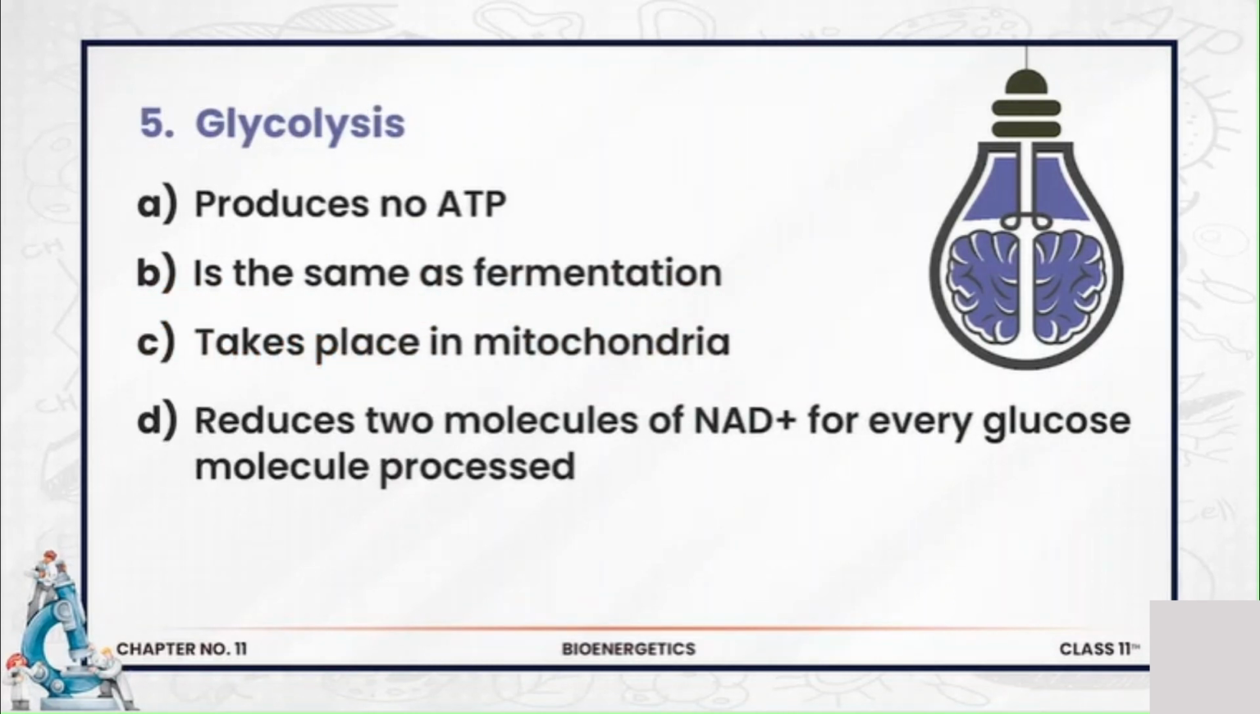Alpha option, no. Beta option, it is same as fermentation, no. Charlie option takes place in the mitochondria, no, it takes place in the cytoplasm. We are left with only last option, delta option, reduces 2 molecules of NAD for every glucose molecule processed. Yes, that is the answer. So delta option is the answer for MCQ number 5.